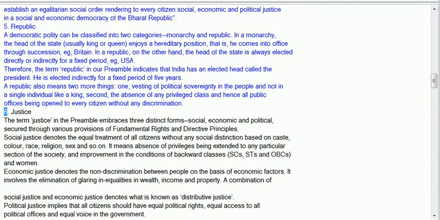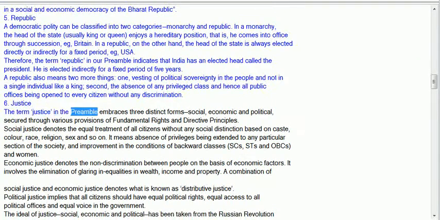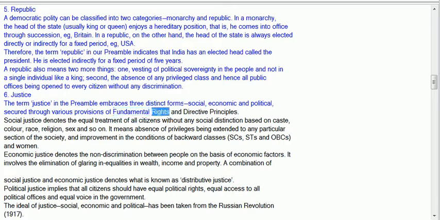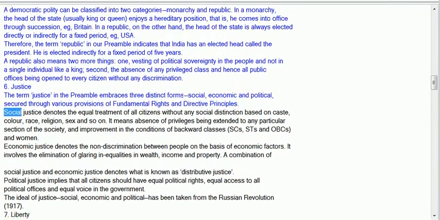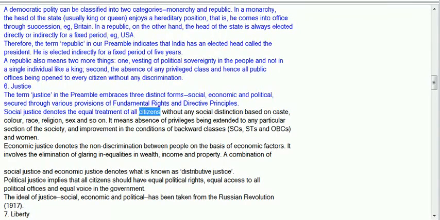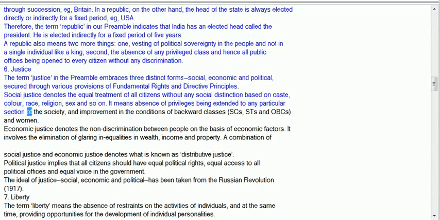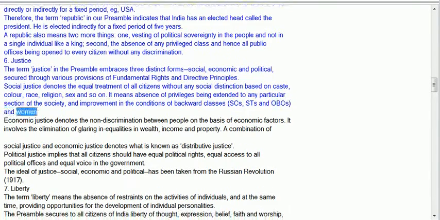6. Justice. The term justice in the preamble embraces 3 distinct forms: social, economic, and political, secured through various provisions of fundamental rights and directive principles. Social justice denotes the equal treatment of all citizens without any social distinction based on caste, color, race, religion, sex, and so on. It means absence of privileges being extended to any particular section of the society, an improvement in the conditions of backward classes, SCs, STs, and OBCs, and women.